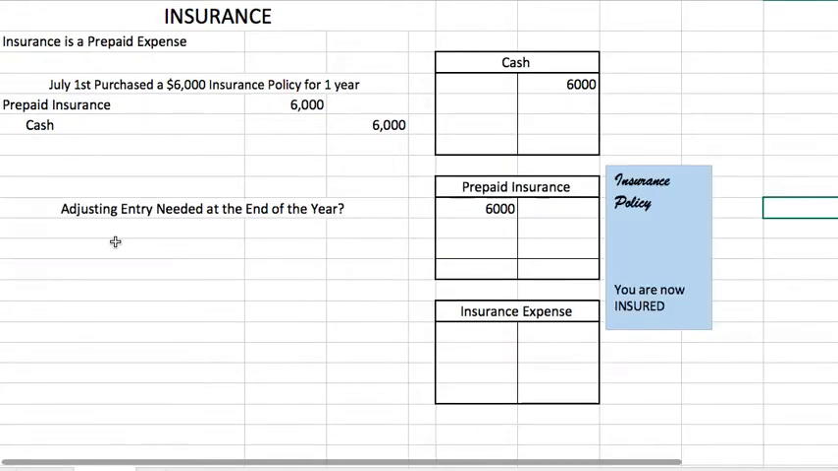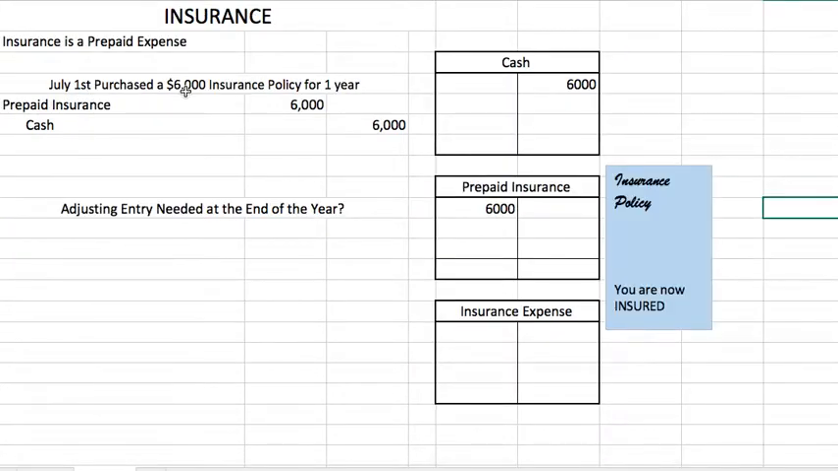Insurance is next. July 1st, we purchased a $6,000 one-year insurance policy. We would debit prepaid insurance here because we paid it up front, and we would credit cash for $6,000 because we paid cash for that. An insurance policy is an asset to us because we are now insured. We are holding a piece of paper that says we are insured, and that is a necessity of doing business. That is an asset. It is a resource that we need in our business, okay?